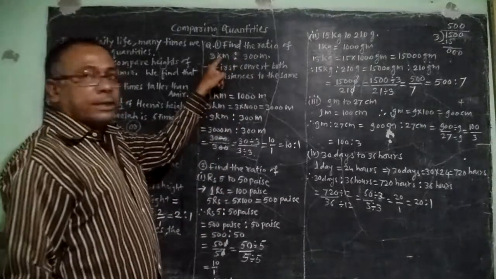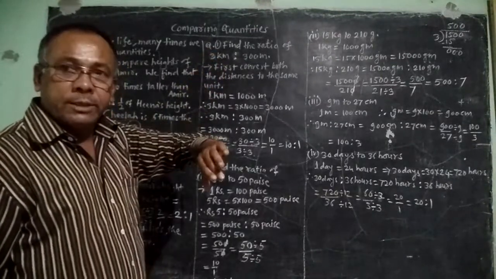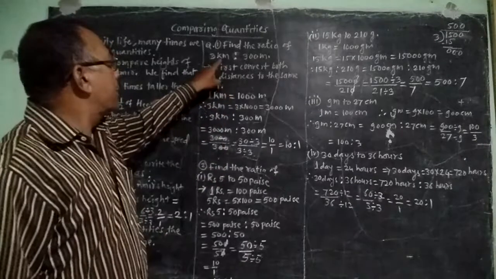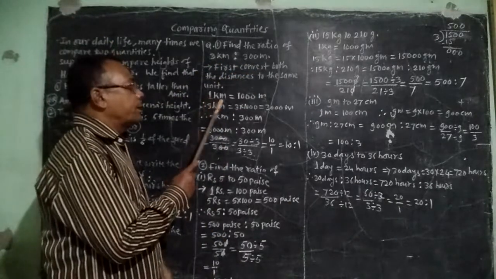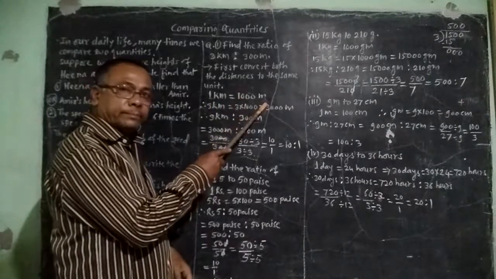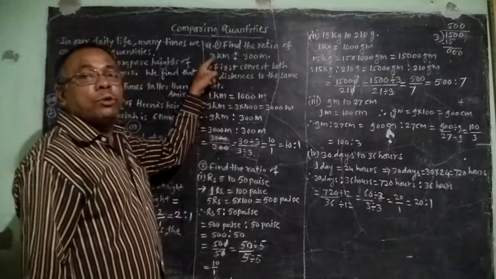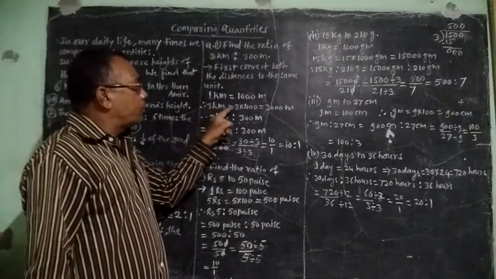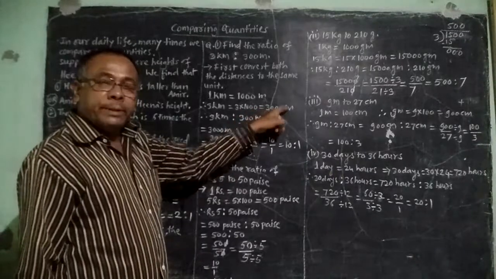Here, it is very simple to convert the greater unit into the smaller unit. So we can convert kilometer into meter. We know that 1 kilometer is equal to 1000 meter. And therefore we are given 3 kilometers. So 3 kilometer is equal to 3 into 1000, and that is equal to 3000 meter.